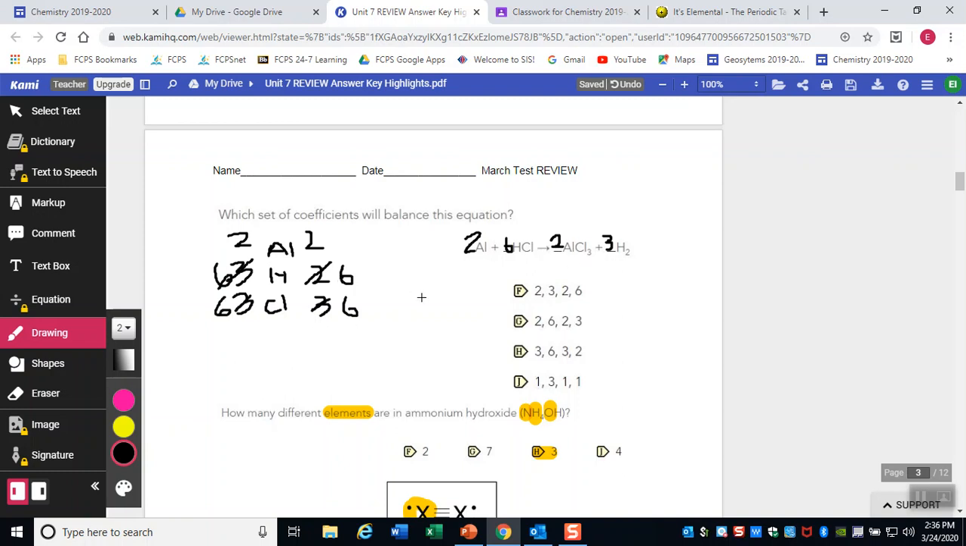So they're all balanced. So these are the coefficients, the black numbers, the big numbers in front. And those are the numbers you can change. You can't change the subscripts. So I've got 2, 6, 2, 3. So G is my answer, right?